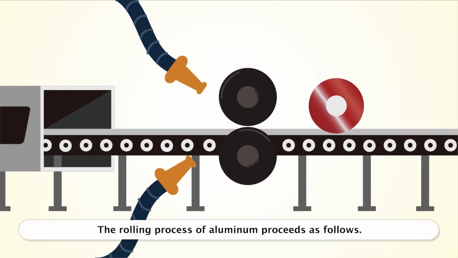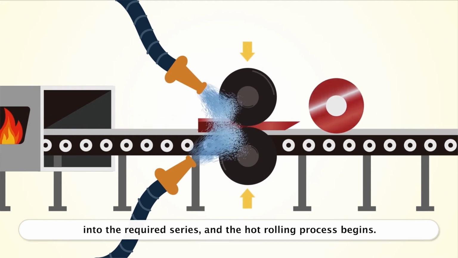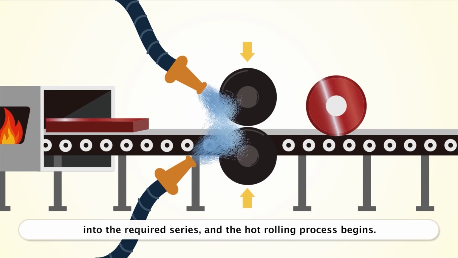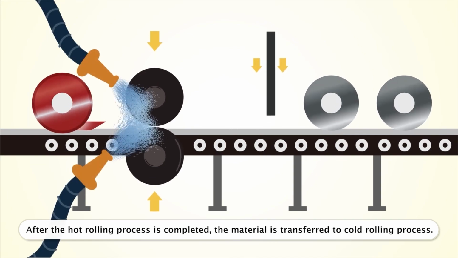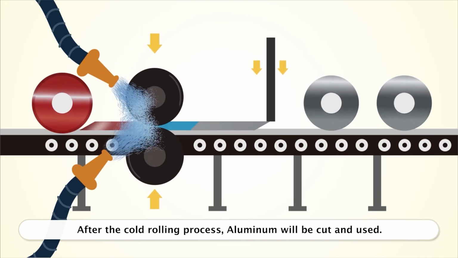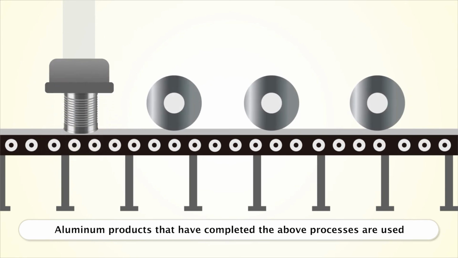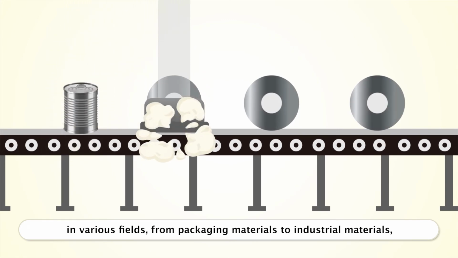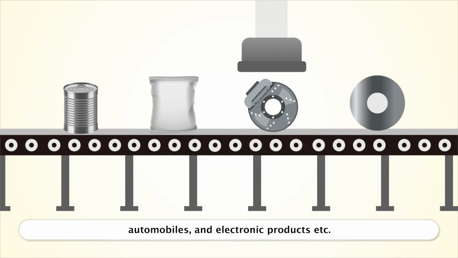The rolling process of aluminum proceeds as follows. As raw material, aluminum is melted and reconfigured into the required series, and the hot rolling process begins. After the hot rolling process is completed, the material is transferred to the cold rolling process. After the cold rolling process, aluminum will be cut and used. Aluminum products that have completed the above processes are used in various fields, from packaging materials to industrial materials, automobiles, and electronic products, etc.